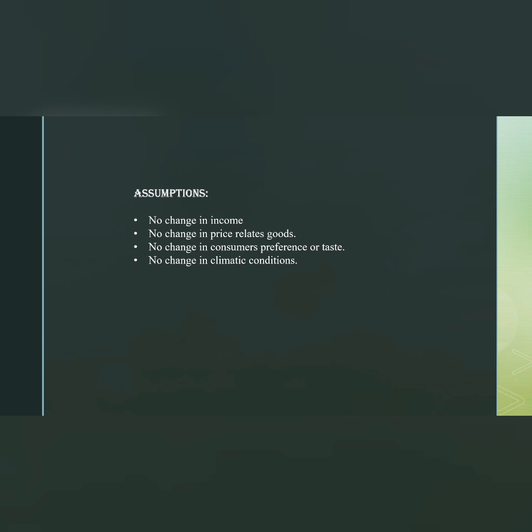Let's see about the determinants. The first one is taste and preference. The demand for some goods and services is very susceptible to changes in taste and fashions. Next, weather. Changes in weather: an unusually dry summer results in an increase in the demand for cool drinks. So it may change according to the weather conditions. So next, expectations.